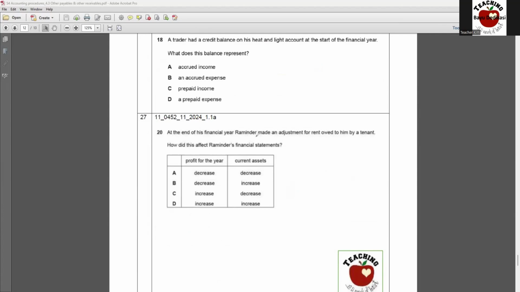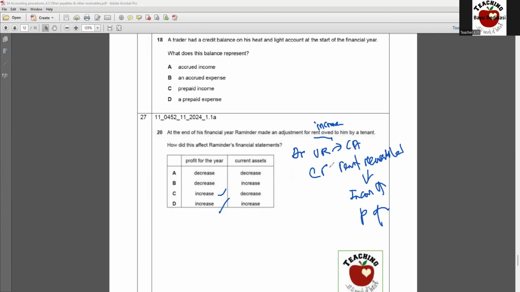27. At the end of the financial year, Raminder makes an adjustment for rent owed to him. This is an income to Raminder. Okay. How did it affect the Raminder financial statement? So your double entry will be debit other receivable, credit rent receivable. When you credit income, income will increase, so profit will increase. And other receivable is a current asset. Debit is an increase. So the answer should be D.